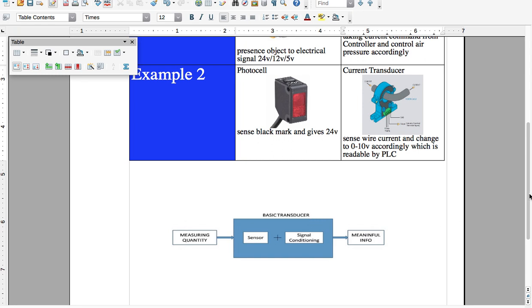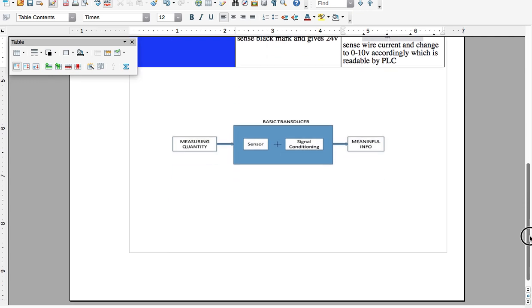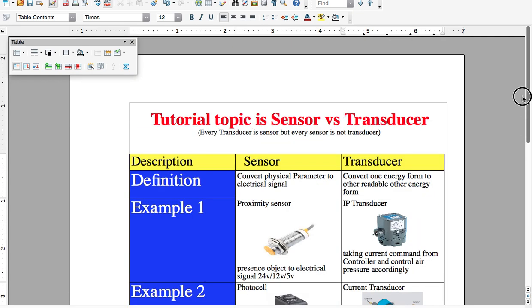I hope this tutorial will help you understand the sensor and transducer.